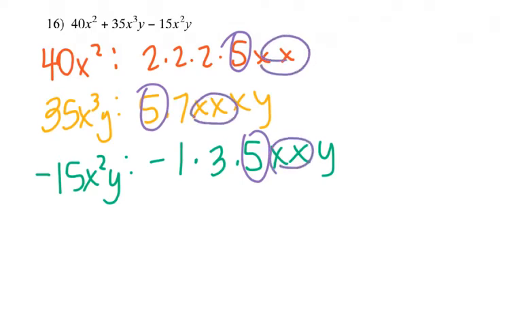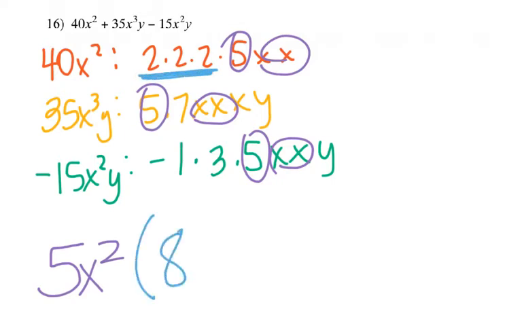They do not all have y's. So my GCF is going to be 5x to the second. And then looking at what is left over, 2 times 2 times 2 is 8. So I'm going to have 8. And then plus, and I don't see anything to contradict that, so 7xy.